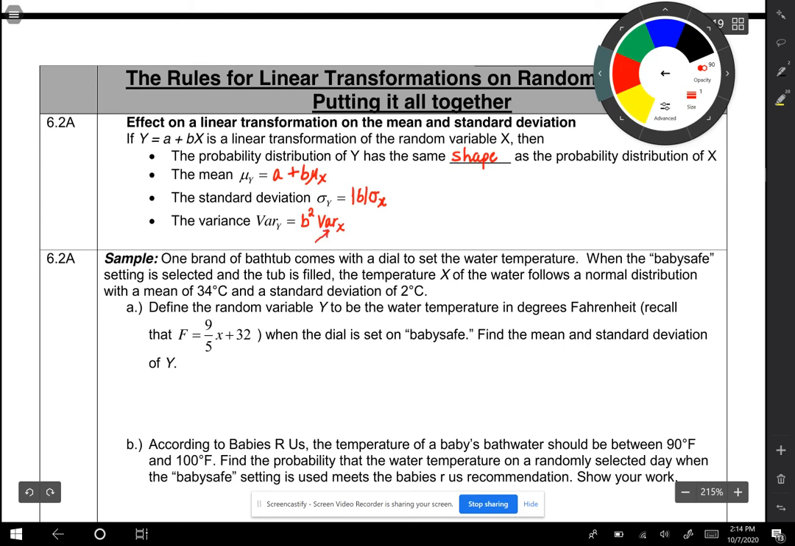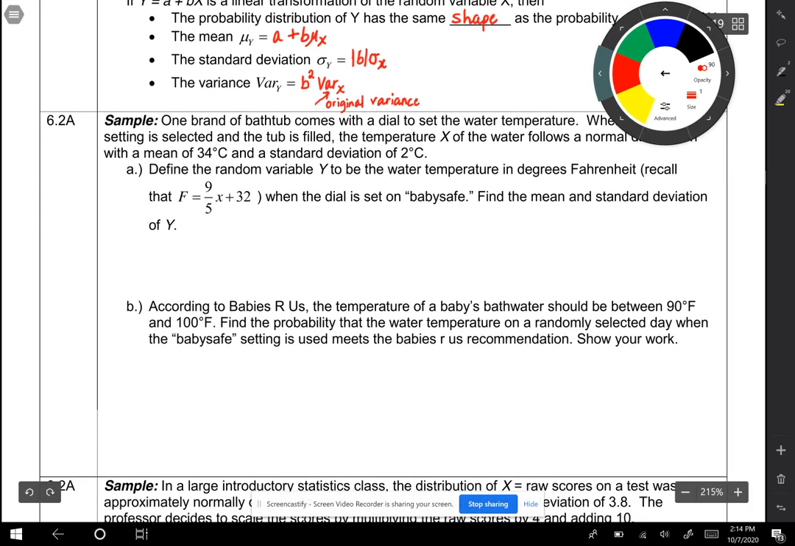And this is your original variance. We don't really work much with variance, though. We work with standard deviation. However, we will need it in the second and 6.2b. Okay, so let's do our last two examples.